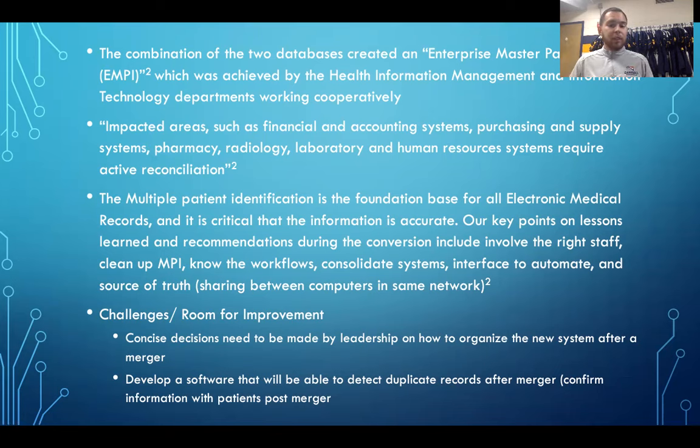So the multiple patient identification is the foundation base for all electronic medical records. And it's very important that all this information is accurate because this is sensitive patient information.